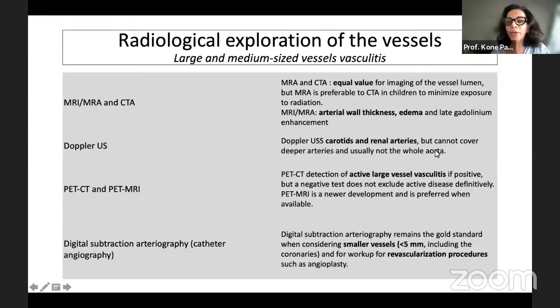But of course, you cannot cover deeper arteries and usually not the whole aorta. But for follow-up, it can be really helpful. The PET-CT and the PET-MRI are very interesting for the detection of active large vessel vasculitis, if positive. But you have to keep in mind that if it is negative at the beginning, it doesn't exclude a large vessel vasculitis, and you may have to repeat the exam in case.